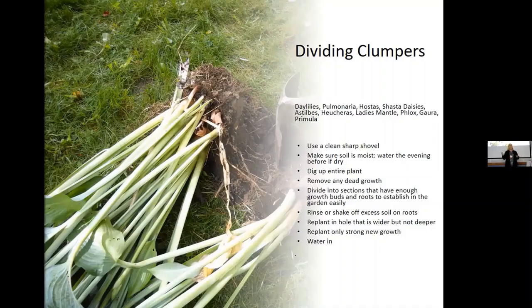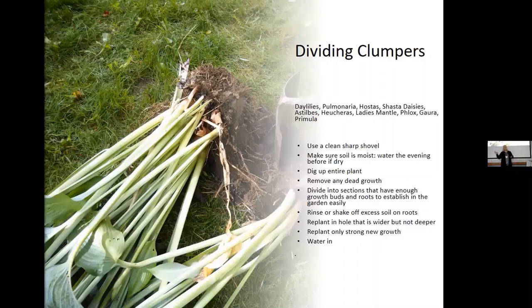it. On some of the clumpers, you can actually take and jiggle it apart with your hands. On some of them, you might have to use the shovel to divide it. And you're going to divide it into sections that are about a handful. So you want it to have a good basis for beginning. So about a handful is a pretty good amount.